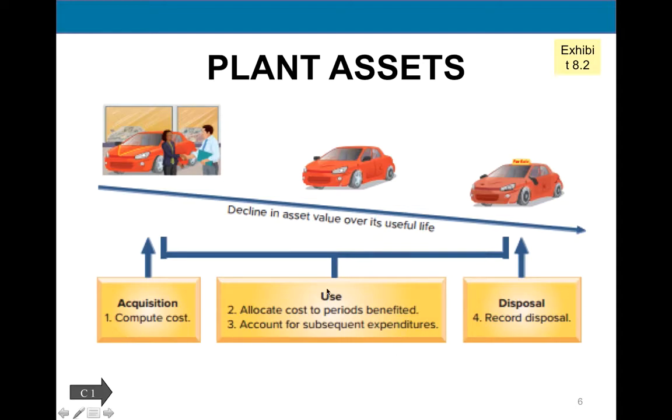So we're going to use the car, so we will have to, as I said, account for subsequent expenditures, and we also have to depreciate costs, allocate costs to periods benefited, which means depreciate. And then we have to journalize the disposal of that car when we're going to get rid of it, or we will be able to sell it, or we will be able to trade it in and buy a new car.